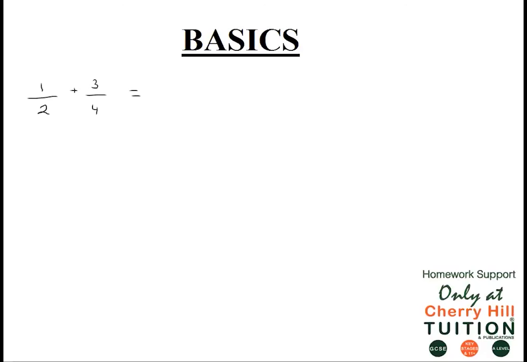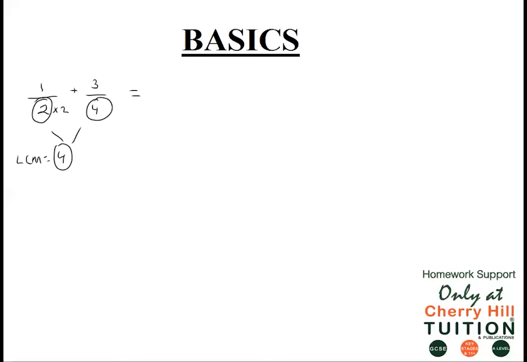We need to find the lowest common multiple for 2 and 4. Hopefully you will know that the lowest common multiple for 2 and 4 is 4. So we need to convert both of these fractions into a fraction which has the denominator of 4. So let's start with the first one. Now, in order to turn the 2 into a 4, we need to multiply this by 2.